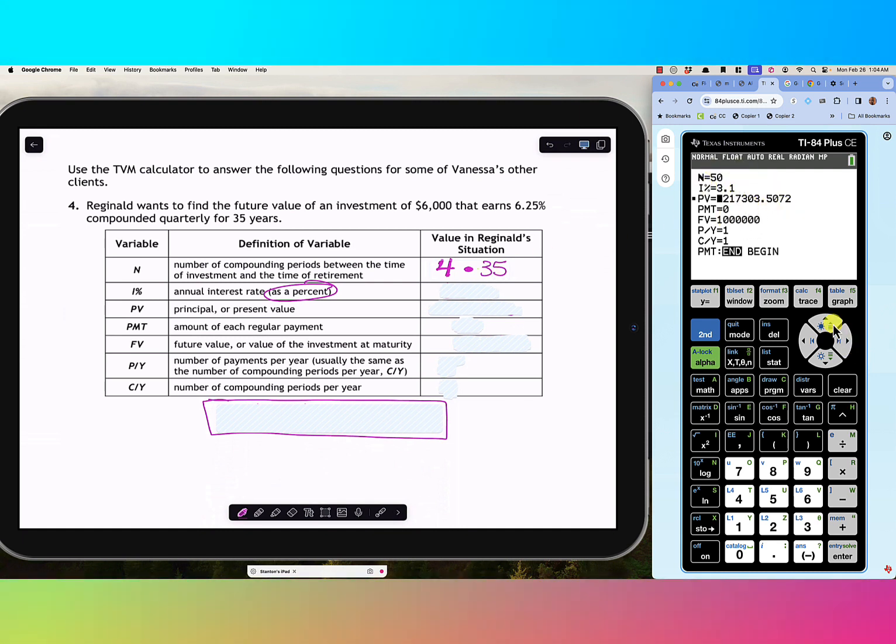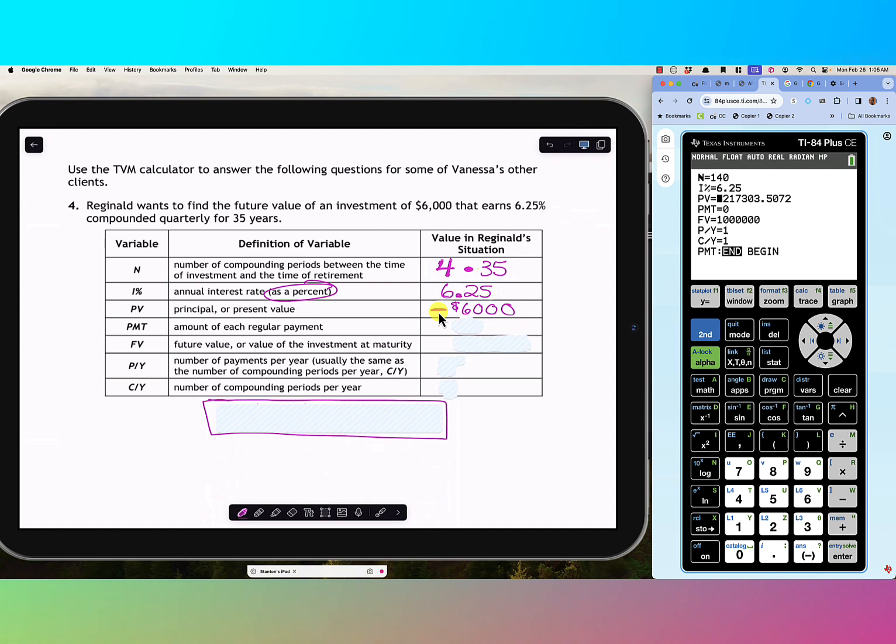Back over on the calculator, use your arrow to go to the N line and type in 4 times 35. There it is. Press enter and go to the next line, the interest rate. In this case, the interest rate is 6.25%. Let's type it in there: 6.25, and that is as a percent, so no need to move the decimal. Hit enter and go to the next line, the present value.